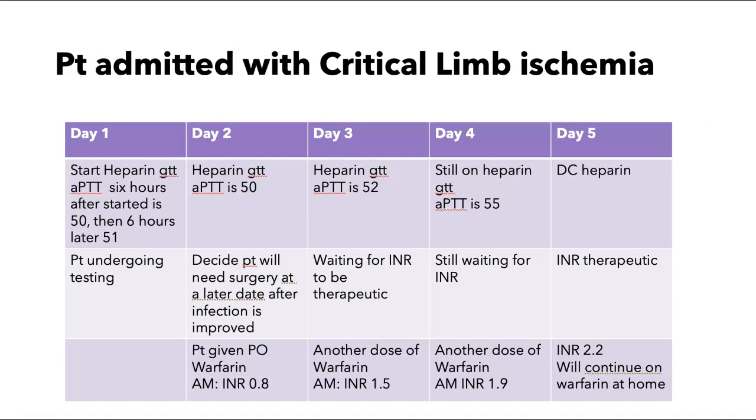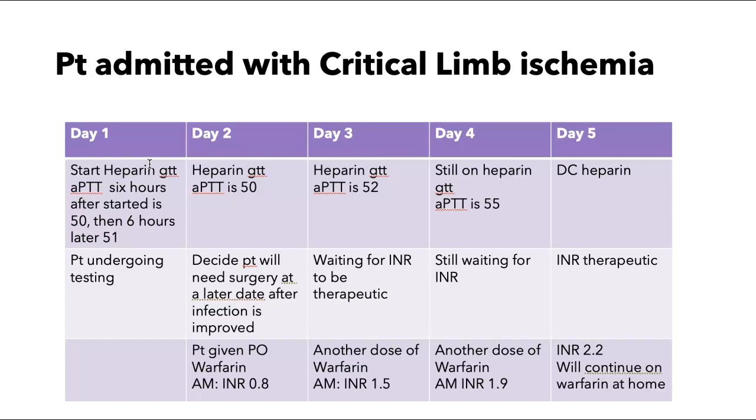So bear with me, this probably looks like a hot mess if you weren't in class when I went over this. So we're going to pretend we have a patient who is admitted with critical limb ischemia. And so on day 1, the patient's brought into the hospital. They have this limb that has not great pulses, doesn't look good. So they start them on a heparin drip, meaning that IV drip. They're going to check the APTT 6 hours later.